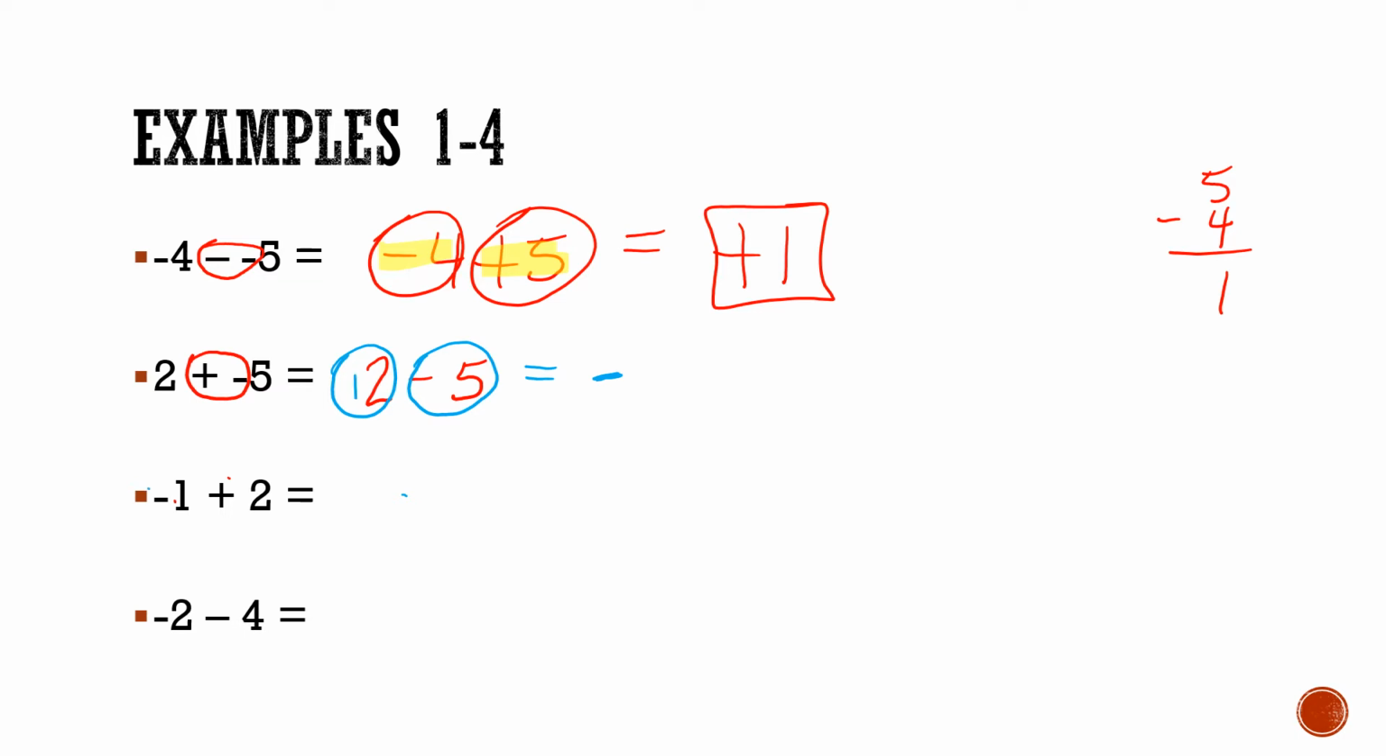The 2 is positive and the 5 is negative. So since they have different signs, we subtract the 2 numbers. So 5 minus 2 gives us 3. And we already said that was going to be a -3.